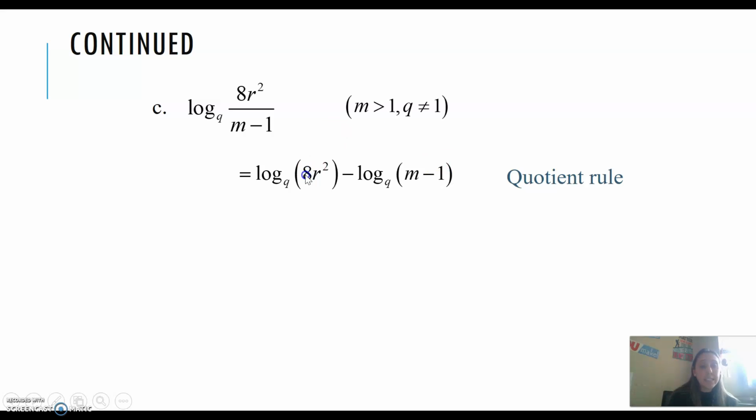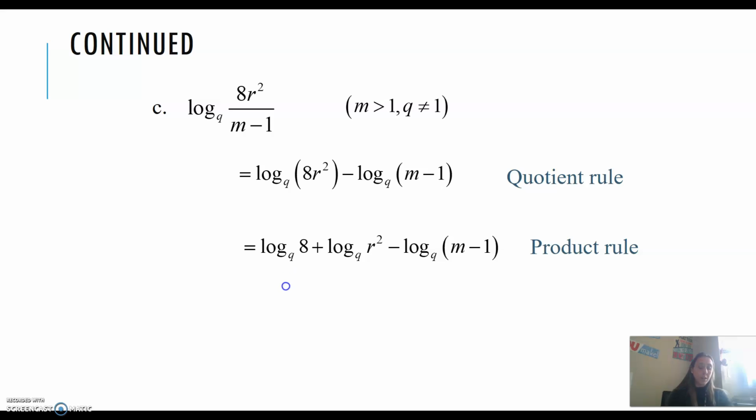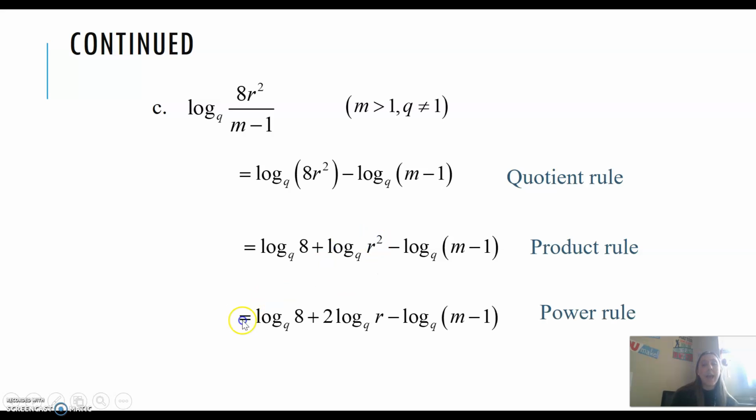But this part says we can do something. We can do 8 times r squared. There are probably two rules right there that we can apply. The first thing we're going to do is apply the product rule, which says that I can break this up with a plus sign. And then I want to apply the power rule. And then I'm done. So I have log base q of 8 plus 2 times log base q of r minus log base q of m minus 1. Make sure you get that in your notes.